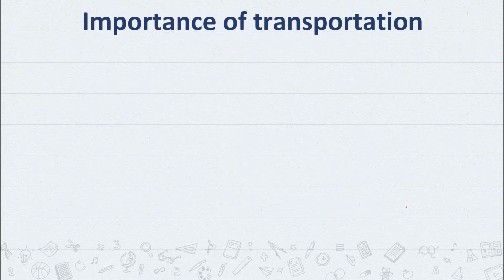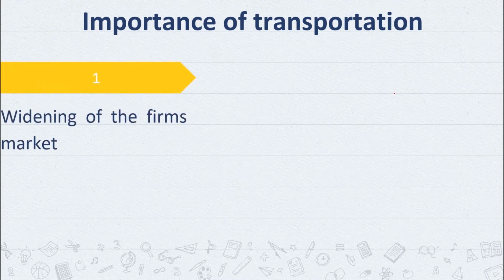And that will take us to the importance of transportation. We are looking at the importance of transportation. Number one importance of transportation is the widening of the firm's market. It widens the firm's market. It broadens the base. Transportation helps you to bring goods into the place you need, from the place of source.